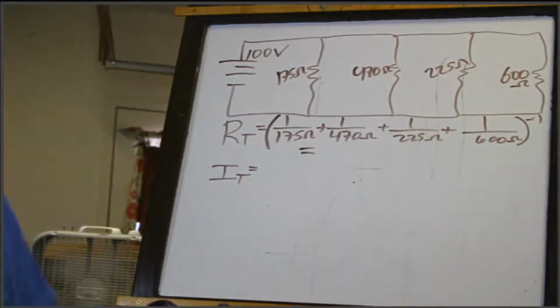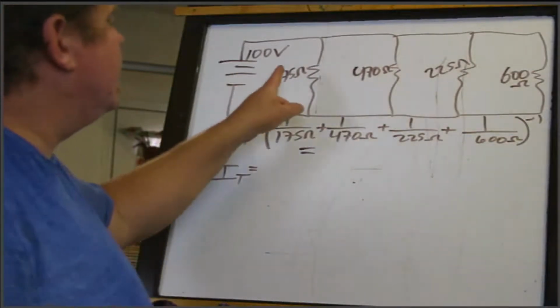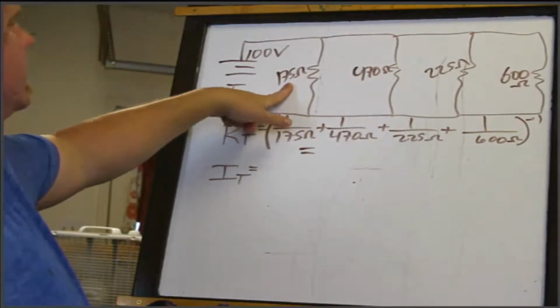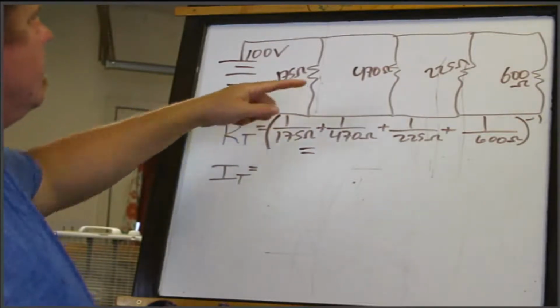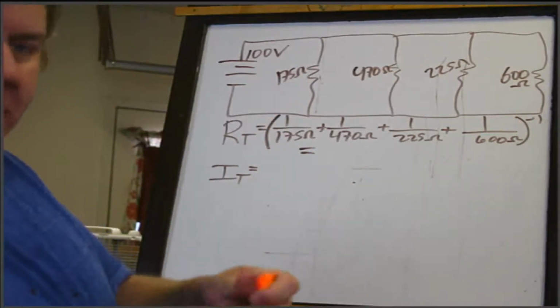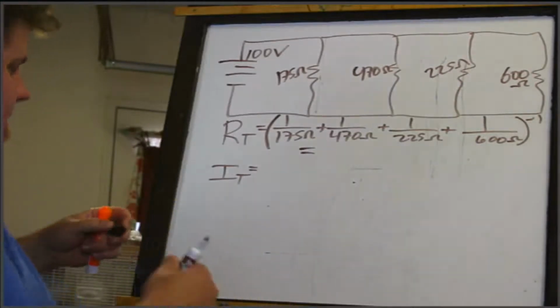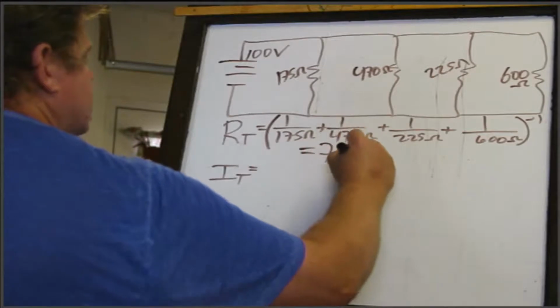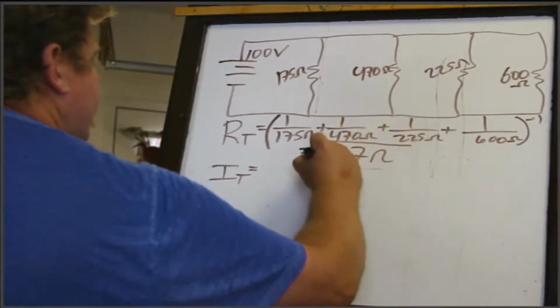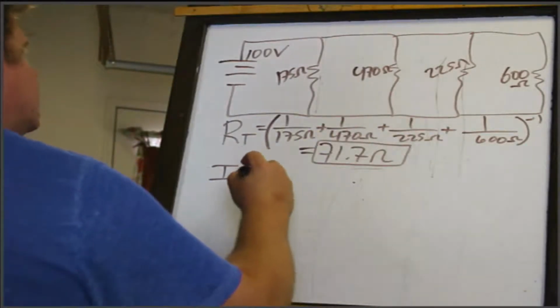How much did we say? We said 71.7. 71.7 is lower than the lowest resistor here. Okay? So maybe we all punched it in the wrong way, the same way, but I doubt it. So I think that's probably correct. So 71.7 ohms. It's not very much.